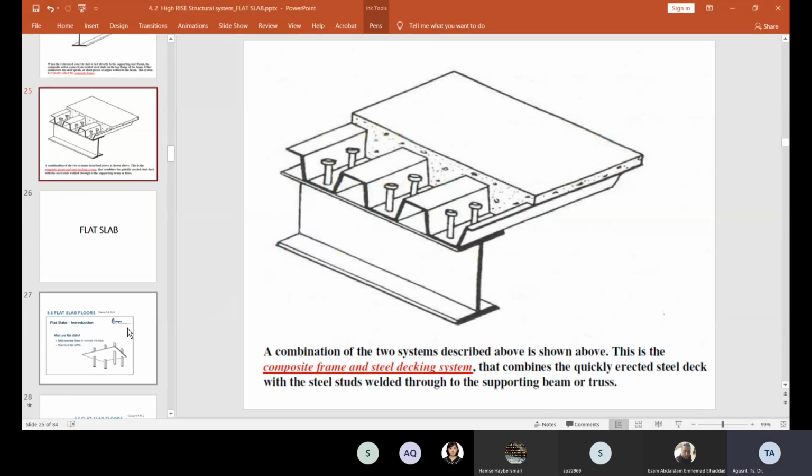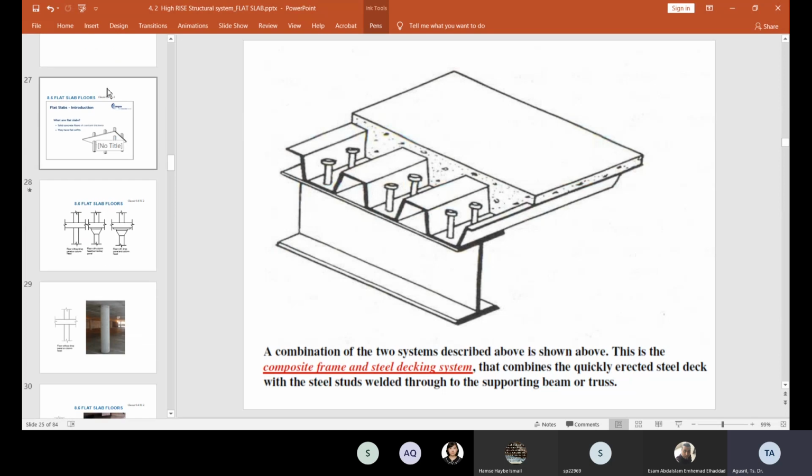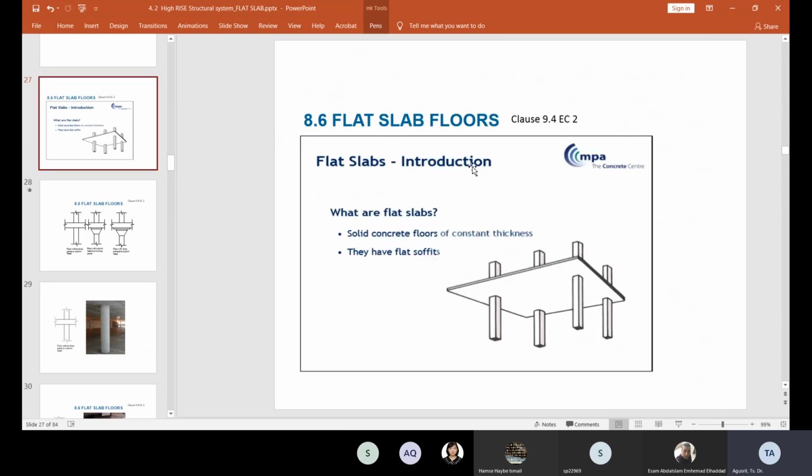Okay, for this one I already have a video. I think I can show you this one, but I already have it in the video. I will show it to you. So this is the flat slab you can see here.